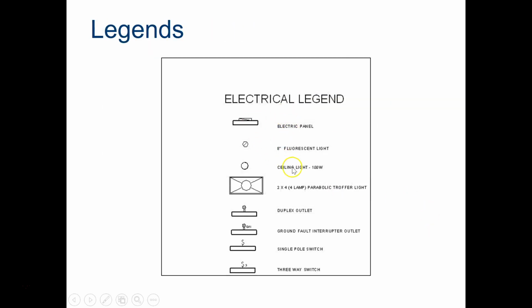So here's that legend again. This was the 2-foot by 4-foot troffer light, which is just a big in-ceiling light. And then there are duplex outlets, GFCI outlets, single pole switch, 3-way switches, ceiling light, those types of things.